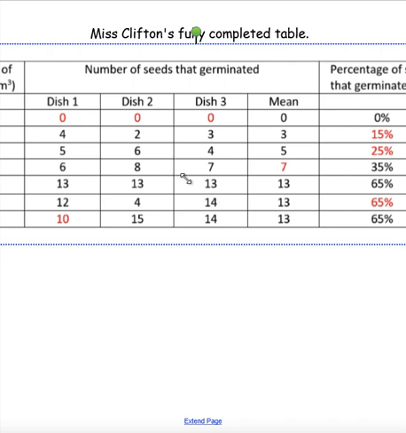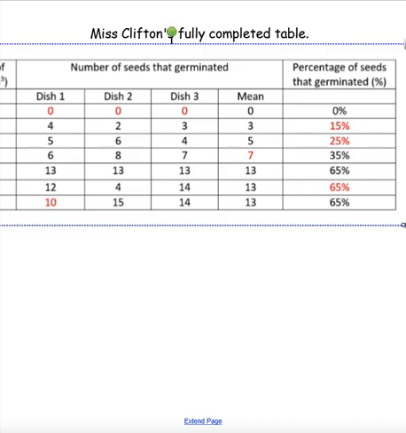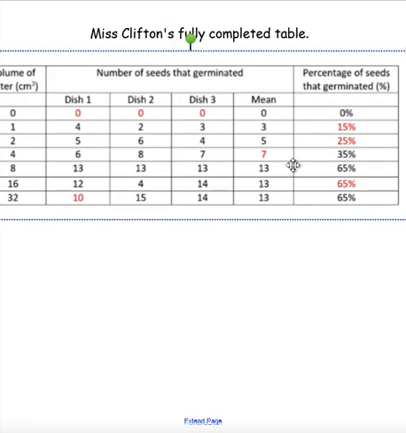So if we've got a mean of 0, we should find that all of our dishes have 0. Hopefully we have identified our percentages. To find our percentages, we needed to take our mean and divide it by 20, because we put 20 seeds total into each beaker, and then times that by 100 to get the percentage of seeds that did germinate from our practical. We had 3 of those to do.